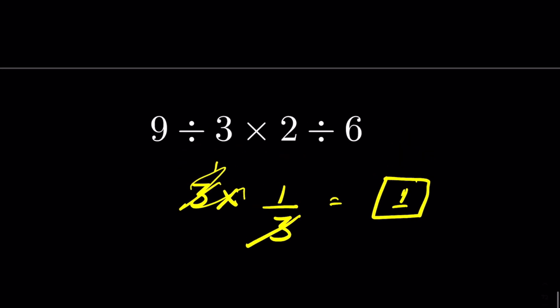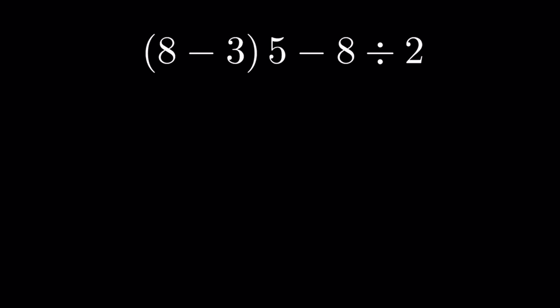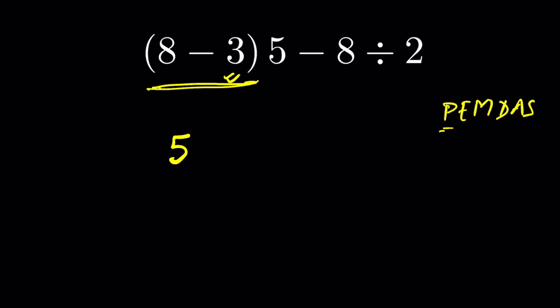Let's see this example. 8 minus 3 parenthesis 5 minus 8 divided 2. Now here we have a parenthesis. So as per PEMDAS, we will follow this order. First parenthesis. So in parenthesis we have 8 minus 3, 5. Once you have done the operation inside the parenthesis, you have to remove it. Now when you remove it and there is no sign here, that means here we have multiplication. So we write multiplication here like this. Then minus 8 divided by 2.